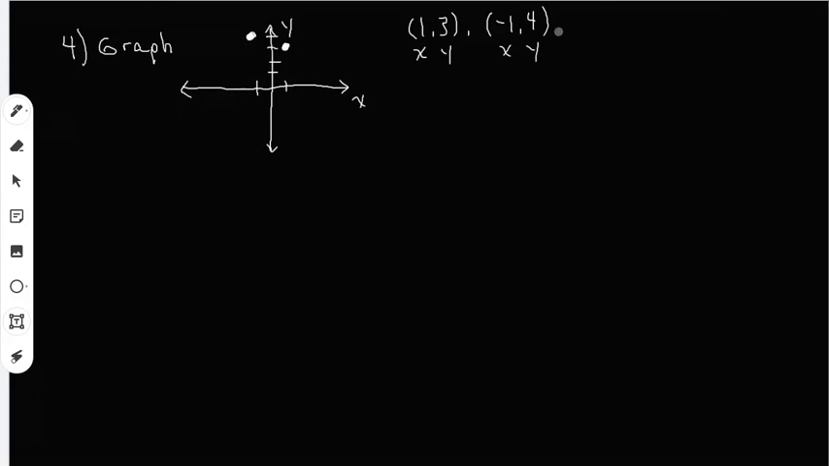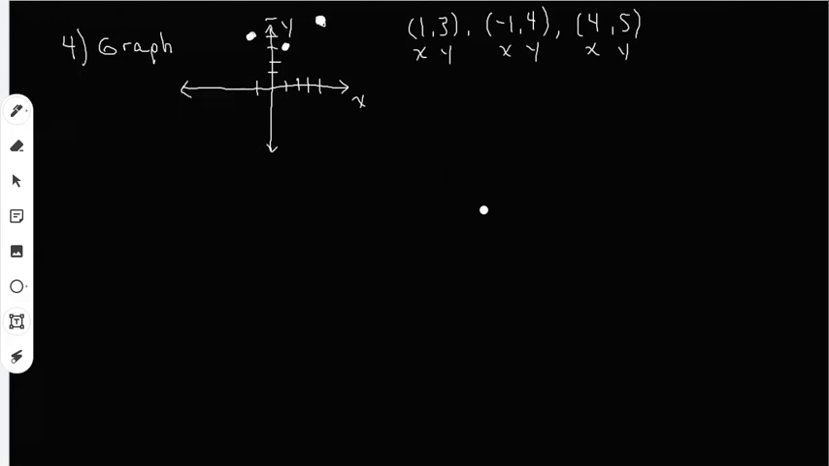And then the last one, of course, is 4, 5. In 4, 5, the x value is going to be 4. The y value is going to be 5. So I need to go to the right 4, and up 5. So that would be right here.